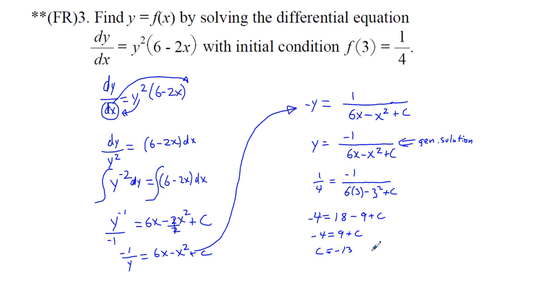And so what that's going to be is, we take this value right here, we're going to have y is equal to negative 1 over 6x minus x squared minus 13. So this is our particular solution.